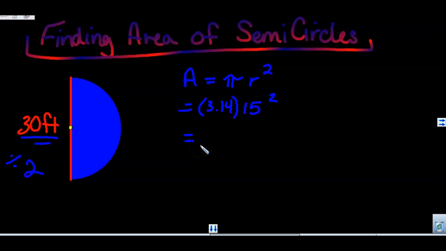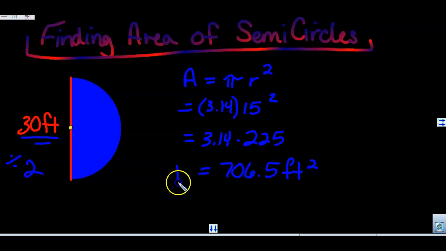15 squared is 225. Times that by 3.14 to get our area, oops, hold on, of 706.5 feet squared. That's the area of a full circle though. So how could we find a semicircle? Well, it's easy. A semicircle is half of a circle. So we just take our area divided by 2.